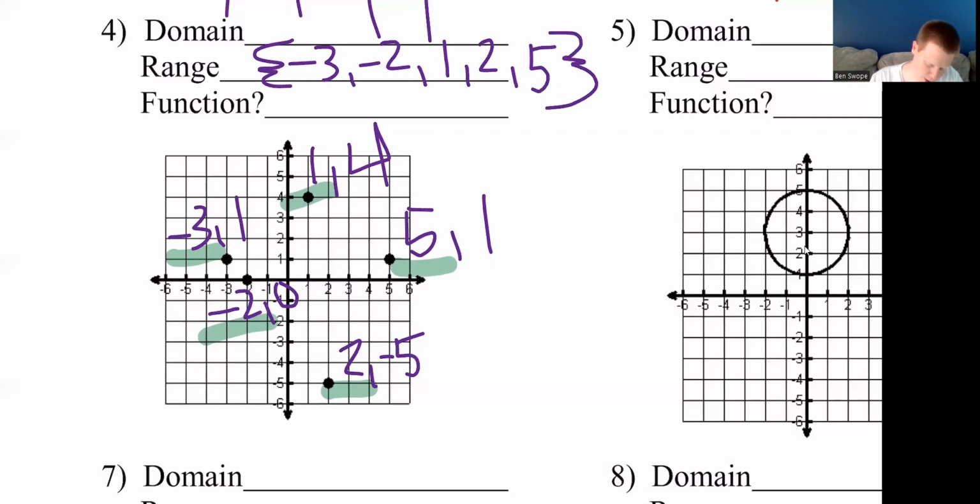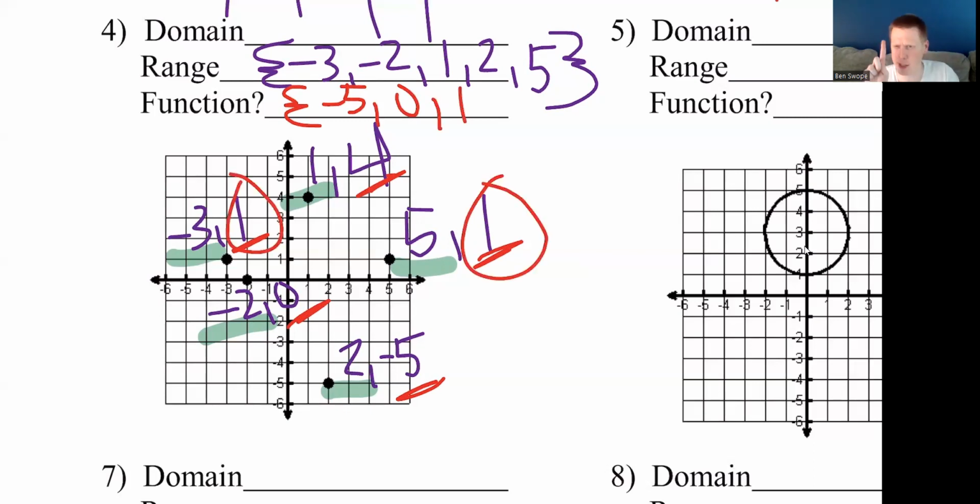Very similar with the range, we're looking at the y values. I'm going to go from small to big, so from the bottom up. So our lowest y value is negative 5. The next lowest is 0. Then we have 1. If you ever have a repeat, just put it one time. You don't want to repeat yourself.